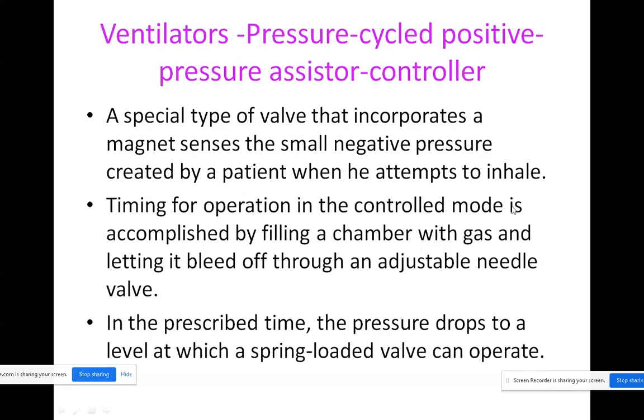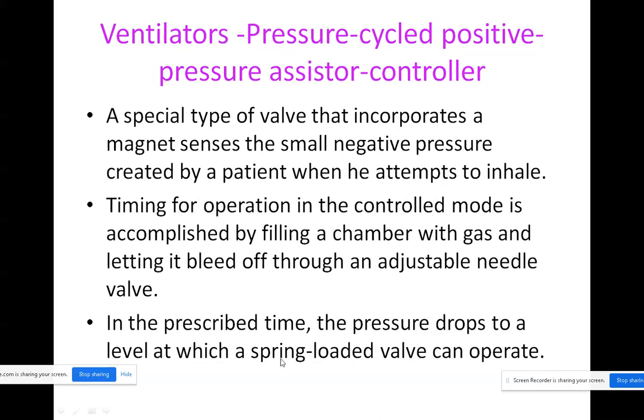So timing for operation in the controlled mode is accomplished by filling a chamber with gas and letting it bleed off through an adjustable needle valve. So here the timer circuit will not be used for the controlling process. The gas chamber is the air filling chamber in the lungs, which will be filled by oxygen or gas. That will then bleed off through the adjustable needle valve.